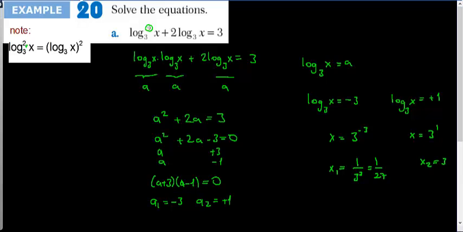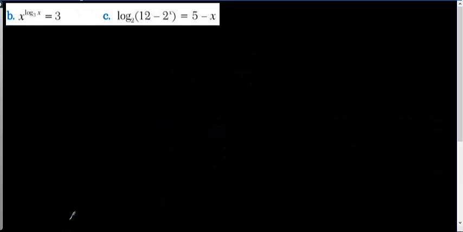Okay, the next one: x to the power of logarithm base 3 of x is equal to 3. How to solve this kind of question? For this kind of question, you are going to take the logarithm of both sides, and it's going to be logarithm base 3 of x to the power of logarithm base 3 of x is equal to logarithm base x of 3. The base here is going to be the base of the exponent, and it's going to be the base of the logarithm.